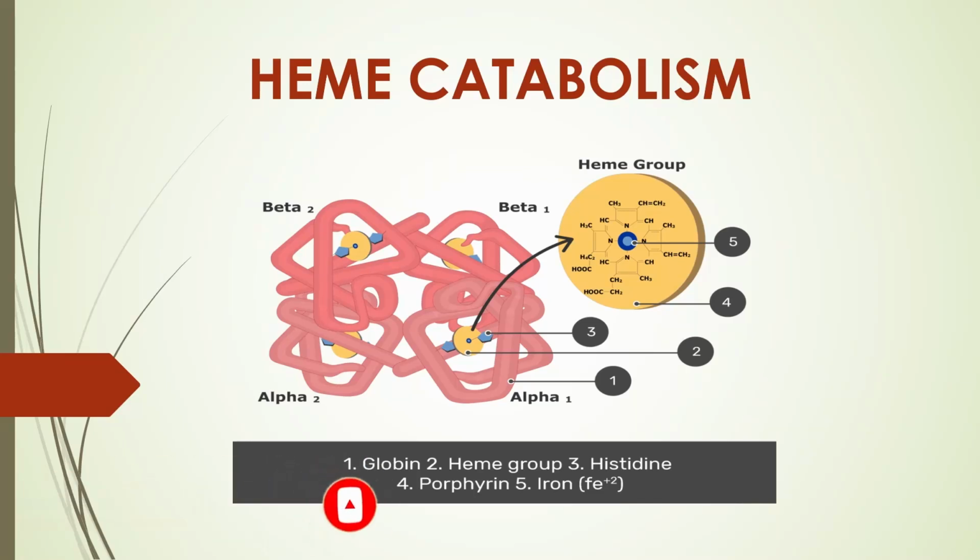Hello everyone, today we will discuss regarding the heme catabolism. So each heme molecule consists of one protoporphyrin ring. This is protoporphyrin ring, or when iron is attached at the center of this ring, and the catabolism means breakdown of the substances which will release the energy.